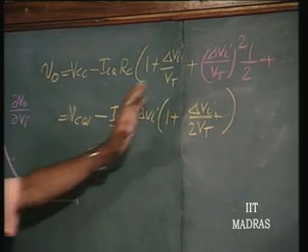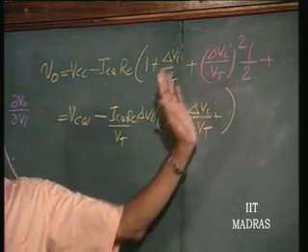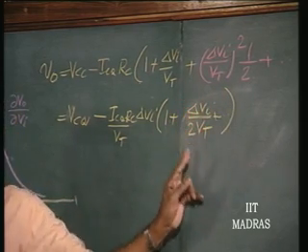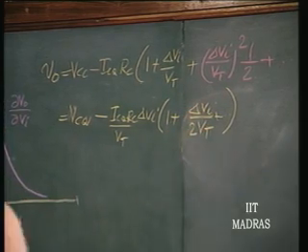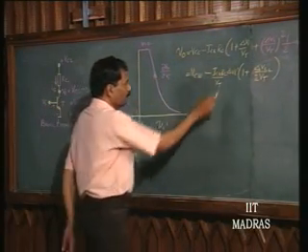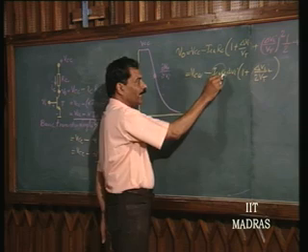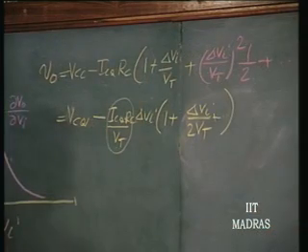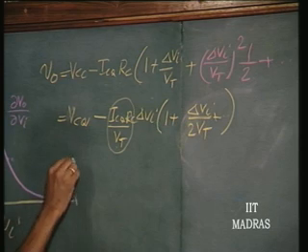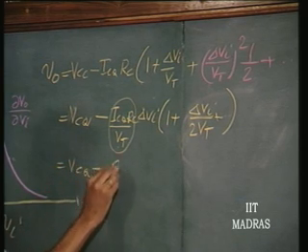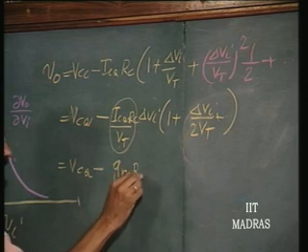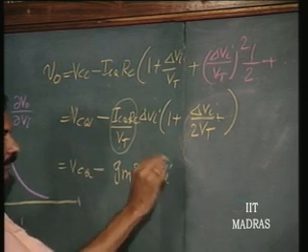So, we want this factor to be very, very small compared to 1. Strictly speaking, it is delta Vi by 2 Vt, which should be made very small compared to 1. So, what is this? ICQ RC divided by Vt is nothing but the gain, which we have been calling VCQ minus Gm, the transconductance of the transistor, into RC into delta Vi.